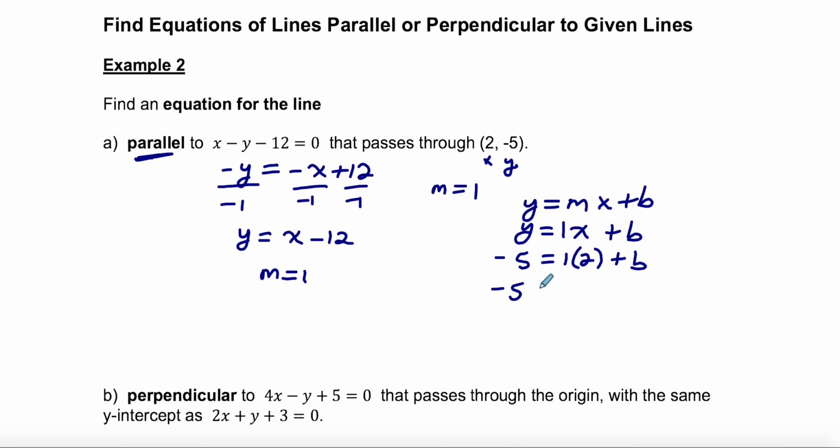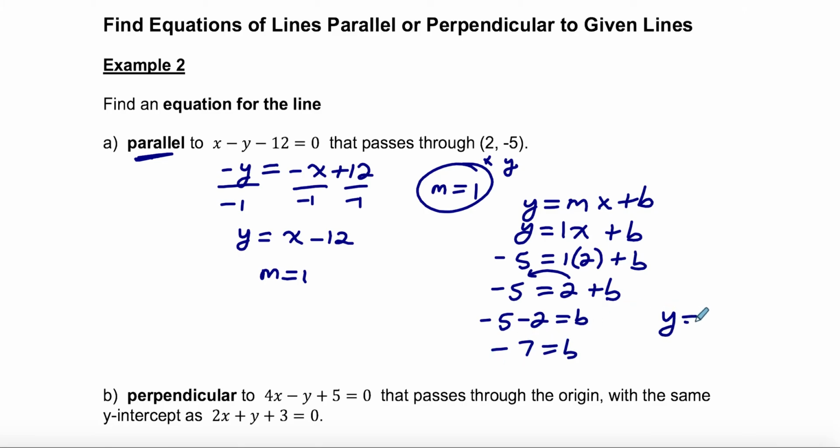So negative 5 equals 2 plus b. And then I'd want to get the b by itself, so I'd want to move the 2 to the left, so that's negative 5 minus 2 equals b, so negative 7 equals b. Then I have an equation. I have this slope here, and I have this y-intercept here, so my final equation is just going to be 1x, or just x minus 7.